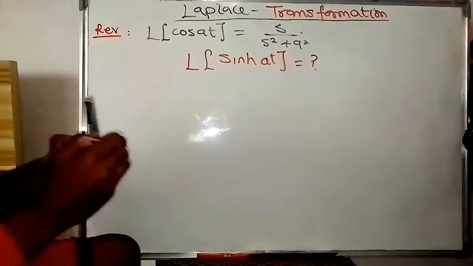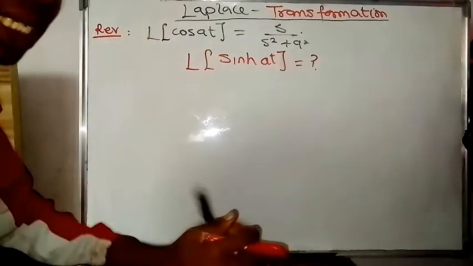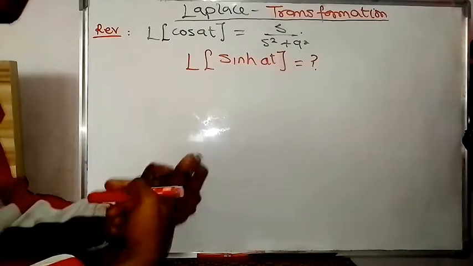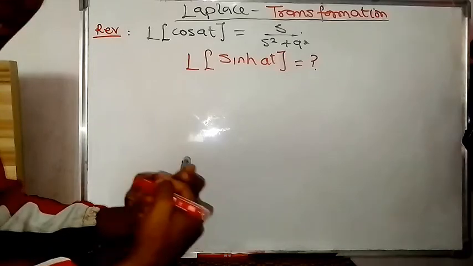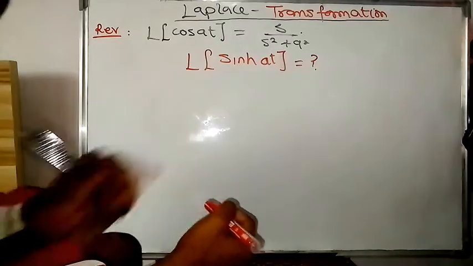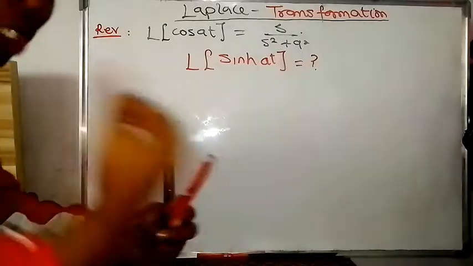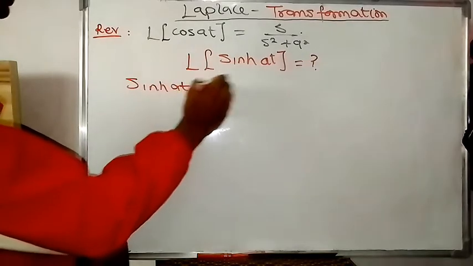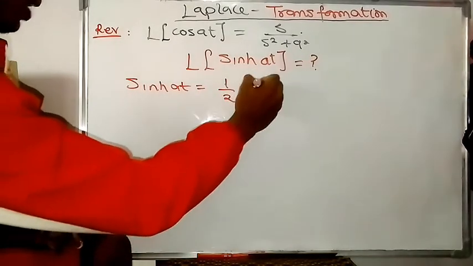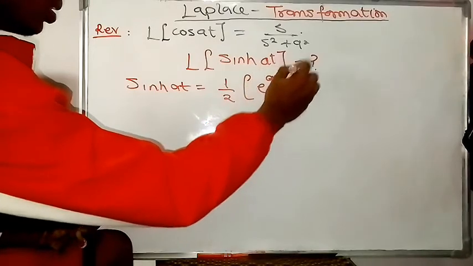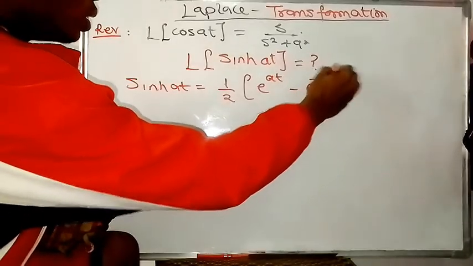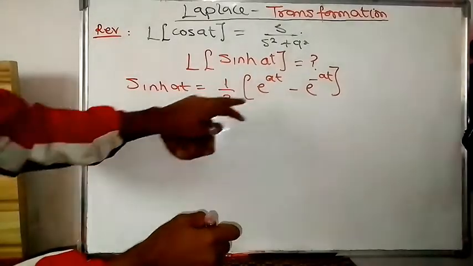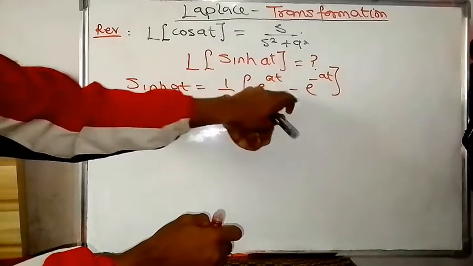Now this is basically called a hyperbolic function. We all know that hyperbolic functions are represented based on exponentials. So sinh of at is equal to 1 divided by 2 open bracket exponential at minus exponential minus at.